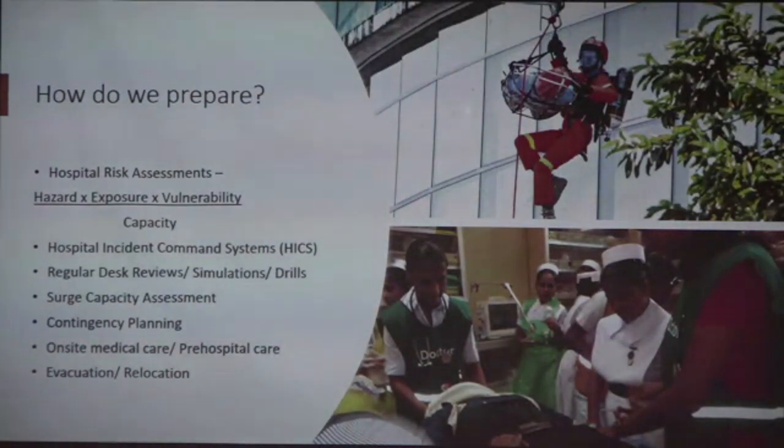So for each and every hazard, we have to do the capacity assessment: for building collapse, for a fire, for a mass casualty incident, and for each hazard you have to give a capacity score as well. So ultimately, you have a hazard score, exposure score, vulnerability score, and capacity score. And then you do the calculation. It is very technical. You do the calculation, and the hazards which get the highest risk score are the most potential hazards that can affect your institution.